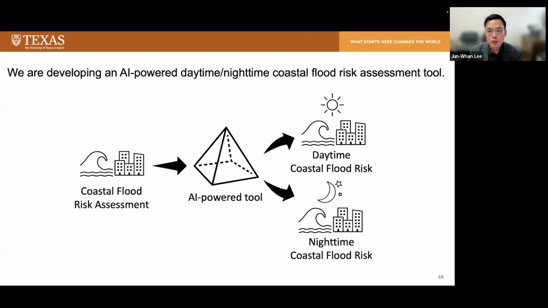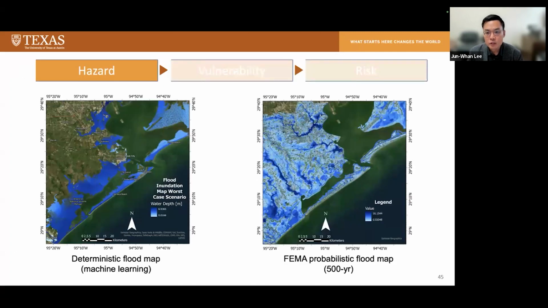So we are trying to develop an AI-powered daytime and nighttime coastal flood risk assessment tool incorporating the temporal dimension in risk assessment. And this will be very important because these days, tropical cyclones that rapidly intensify occur a lot, which leaves short notice for evacuation time. And this tool comprises three main parts: hazard, vulnerability, and the risk.